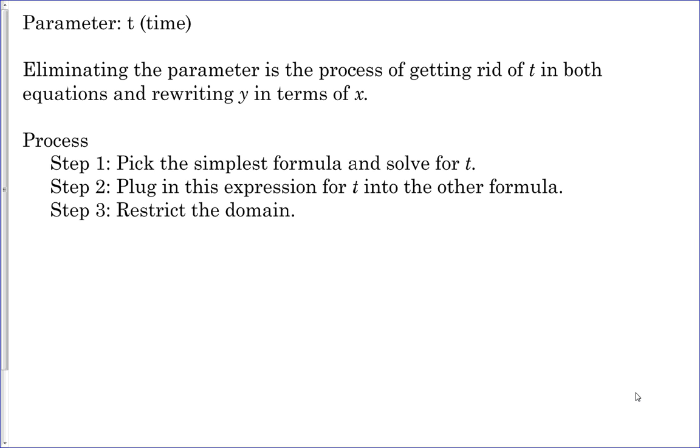Alright, so here are your rules. We know that our equations are going to have the parameter t, which stands for time. And eliminating the parameter is the process of getting rid of t in both equations and rewriting y in terms of x. So here's your three-step process.